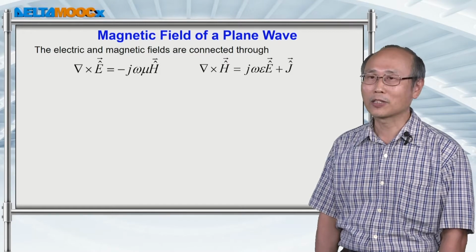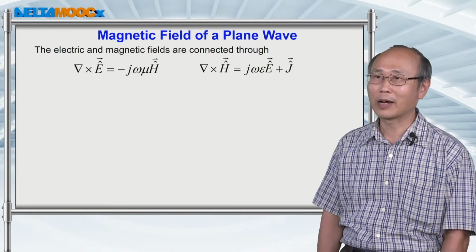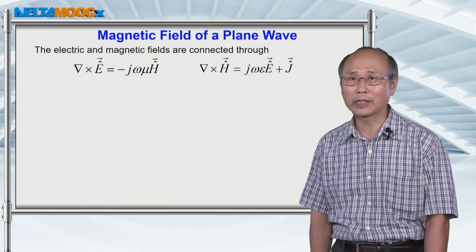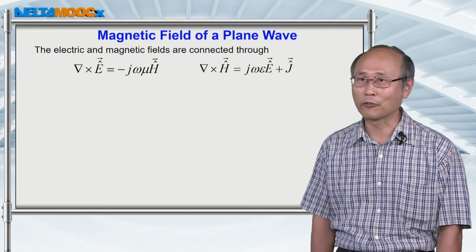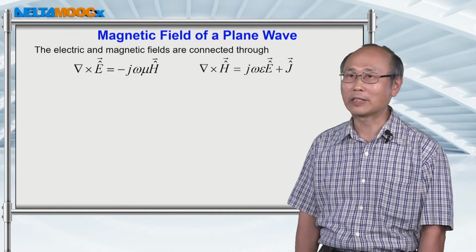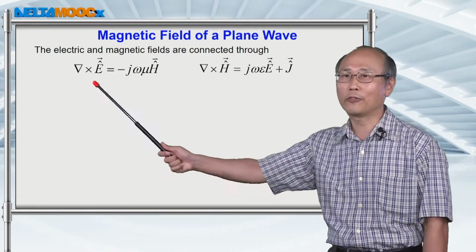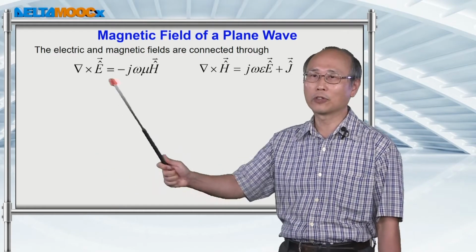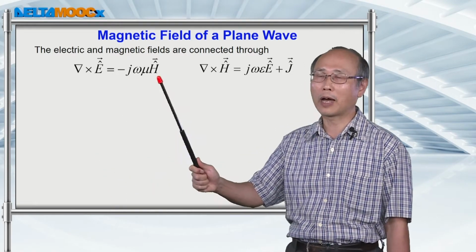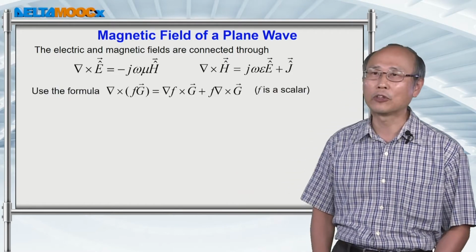We had the guessing solution for the electric field in the last session. And then suppose we have the electric field. The question is, can we deduce the magnetic field from the solution of electric field? And the answer is yes, because the electric field and magnetic field are coupled together. So if you know the electric field, supposedly you should be able to deduce the magnetic field.